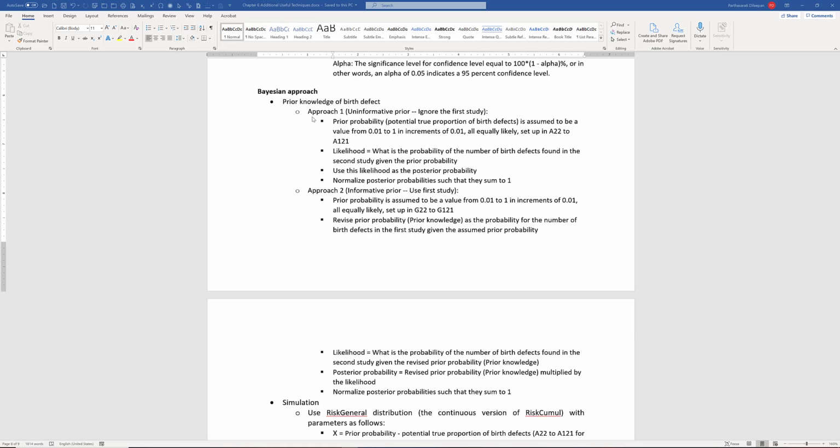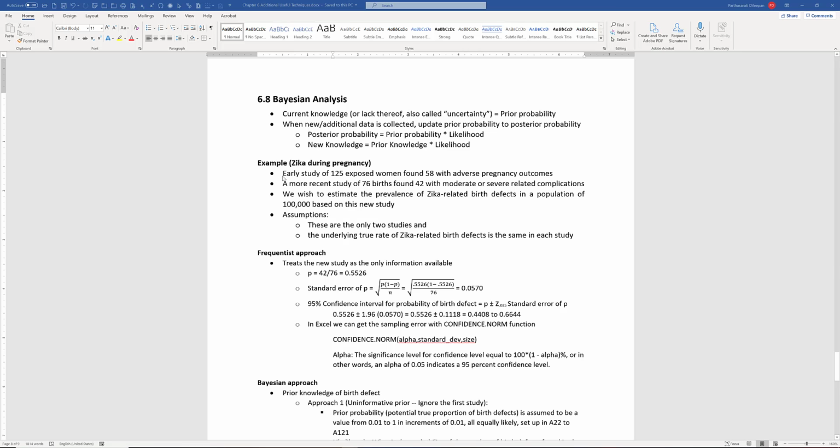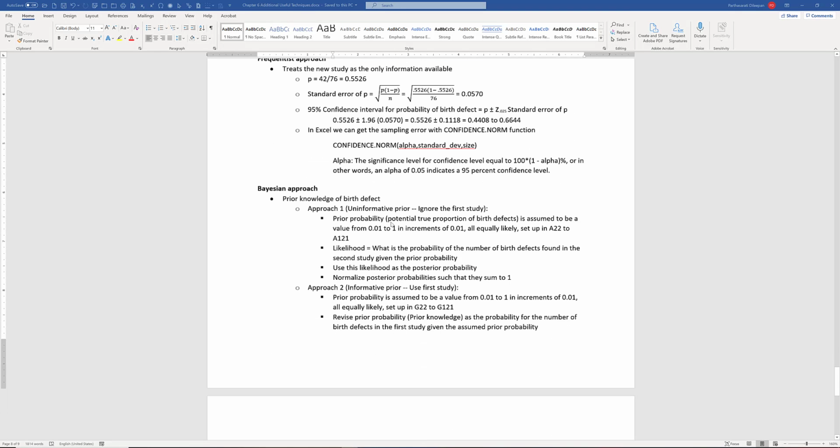Now let's expand our approach to the Bayesian approach. Here again, we will go one step at a time. We will look at two approaches for the prior knowledge of birth defects. The first approach is we will ignore the first study. Remember, we had two studies, an earlier study and a later study. So we ignore the earlier study, we only look at the second study.